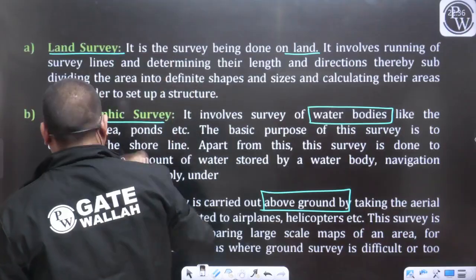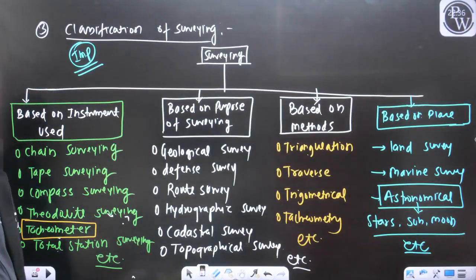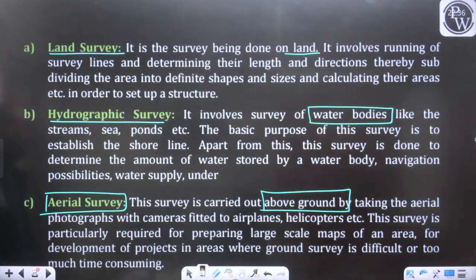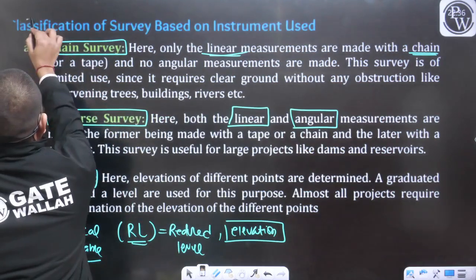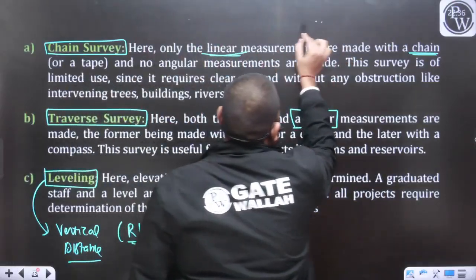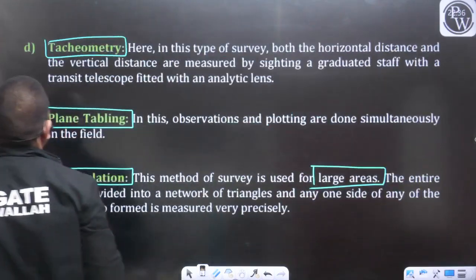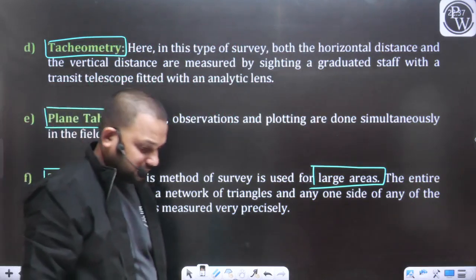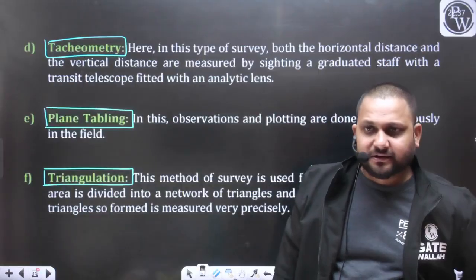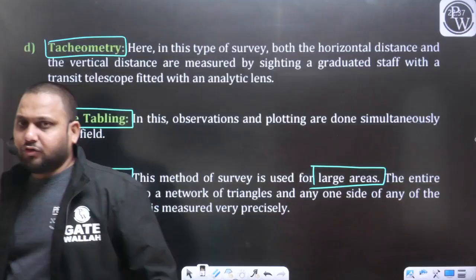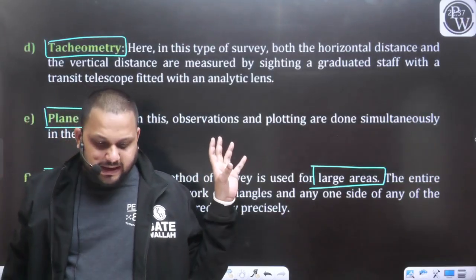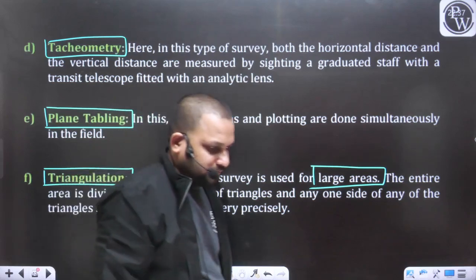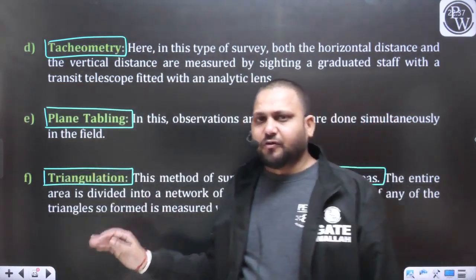So this is the correct way of the classification. I have just explained some important surveying. Now it's fine, now it's clear. Out of all the surveying, I have explained some important surveying, those which are frequent in your exam. So this was the definition of all those surveying.